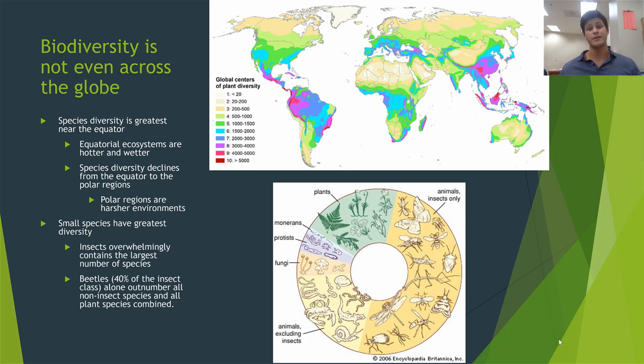And in addition, species diversity is also not equally distributed among all groups of animals or biological organisms on the planet. In fact, insects overwhelmingly have the highest number of species of any animal group. Beetles alone, which account for around 40% of the insect class, outnumber the non-insect species of every other type of animal combined. So insects have an enormous contribution to species diversity around the planet.